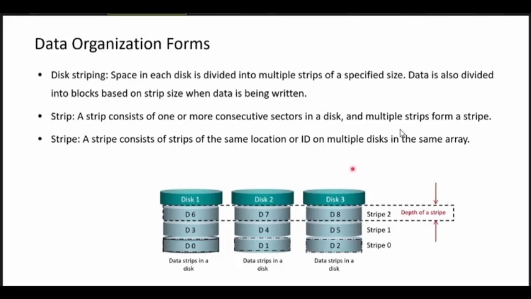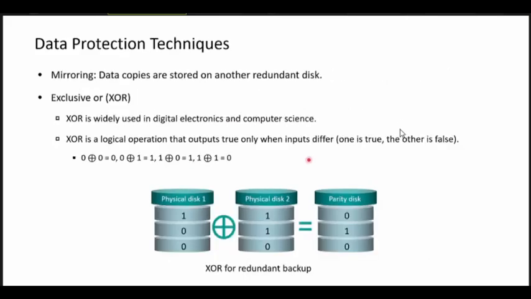Okay. So these are the data organizational forms. You need to know the difference between a stripe and a strip. A stripe is basically multiple strips combined together. Generally, multiple strips of the same location or ID on multiple different disks combine to become one stripe. A strip itself is sectors on a disk, physical sectors, right? And that is the concept. Okay, so strip and stripe, no problem.